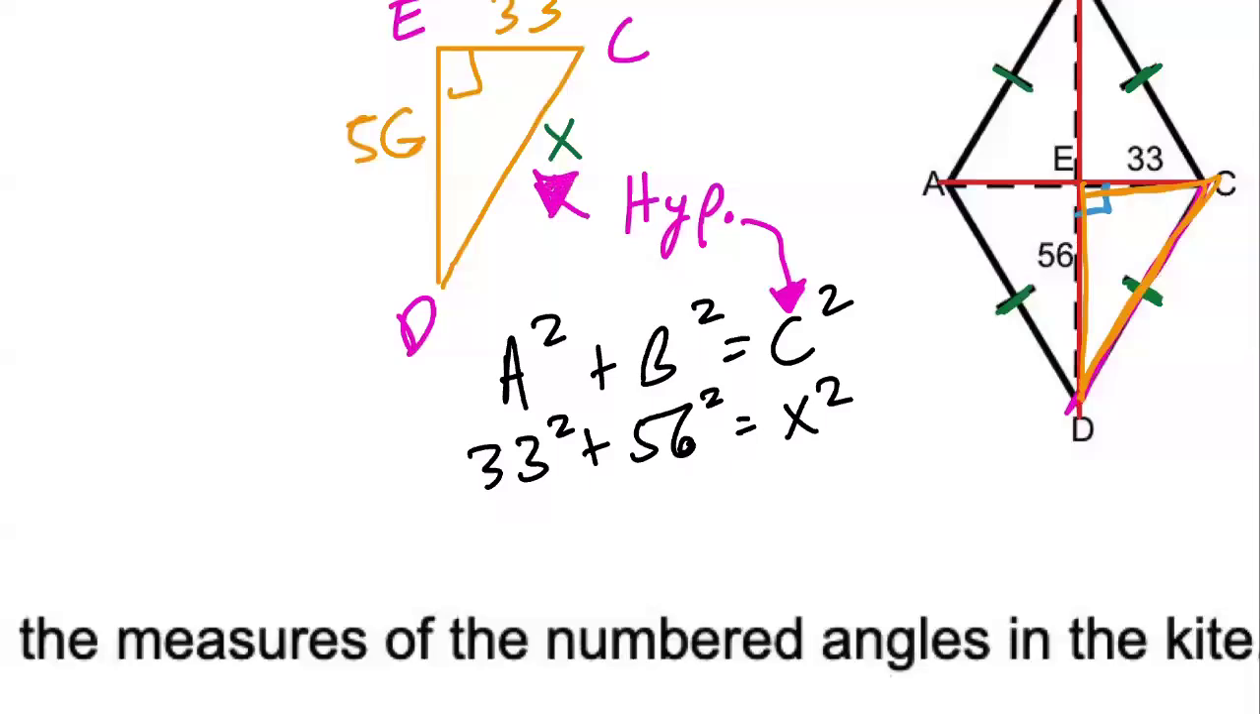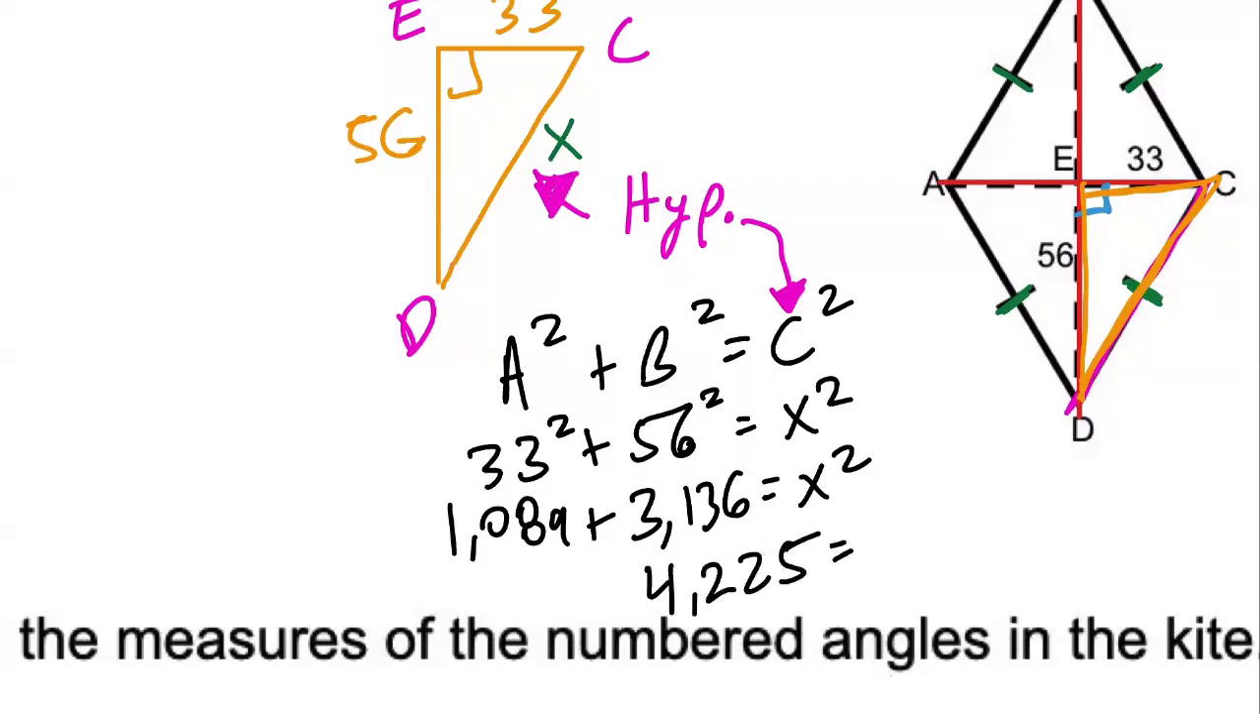Okay, so with the calculator, let's see. 33 squared. I cannot do that on the top of my head. So 33 squared is 1,089. 56 squared is 3,136. Add those together, you get 4,225. To solve for x, I had to take the square root.